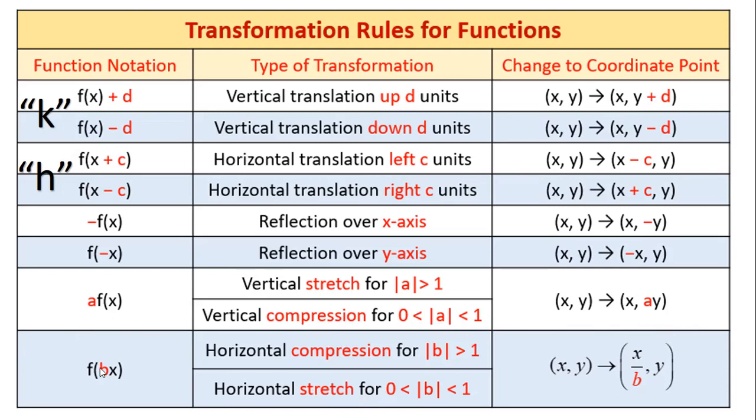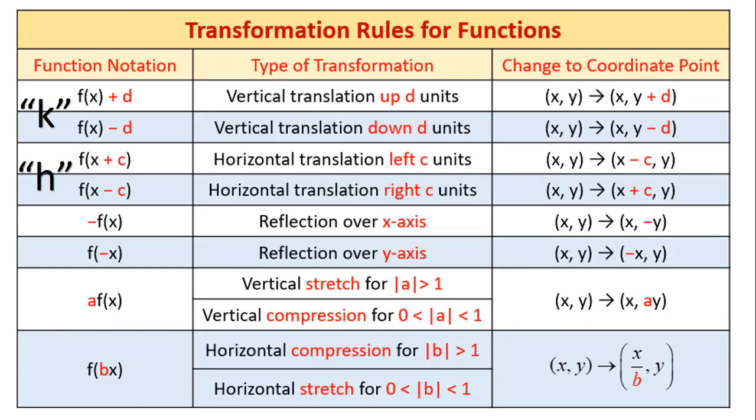And last but not least, you have your horizontal compression and stretch. It's the opposite. You have a compression if the absolute value of your B is greater than 1, and you have a stretch if the absolute value of B is between 0 and 1. And again, our x's are liars. It looks like multiplication, but it's actually division. You're actually multiplying by the reciprocal. So that's what's happening when putting it all together.